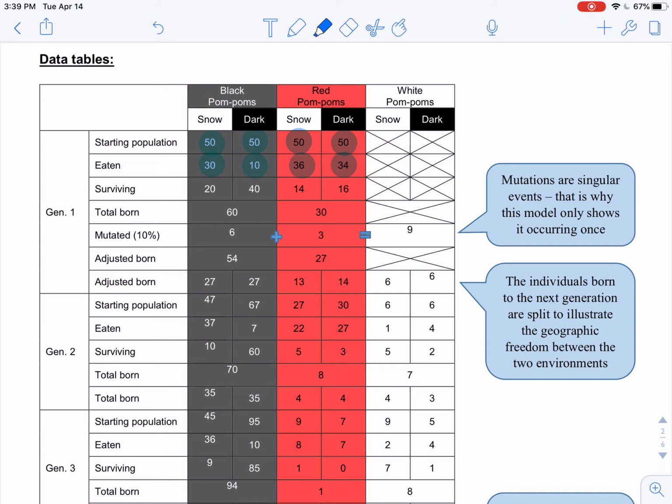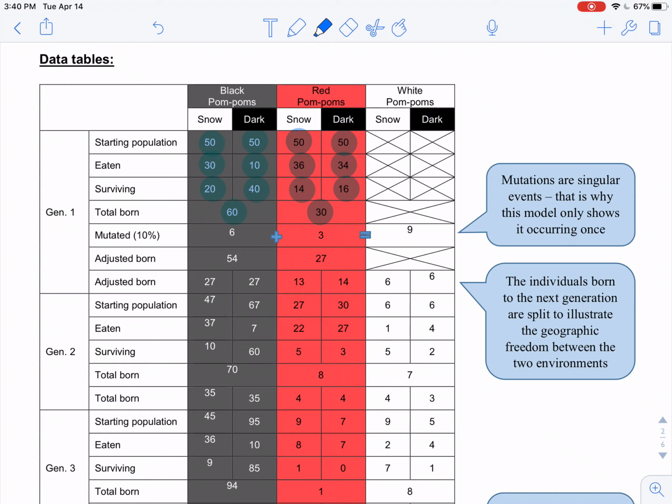That leaves 20 surviving black pom-poms on the white blanket, 40 black pom-poms here, 14 reds, and 16 reds in their respective colors. You can see that each of those columns is also designated by what color the blanket is. That's this row right here. That means that as a grand total of every single black pom-pom surviving in either the white or black area, that's a grand total of 60. For reds, we have a grand total of 30 surviving pom-poms.